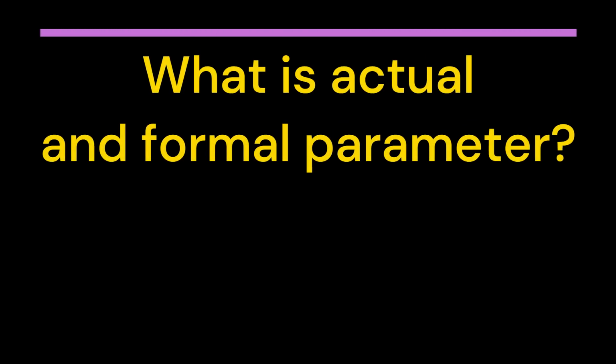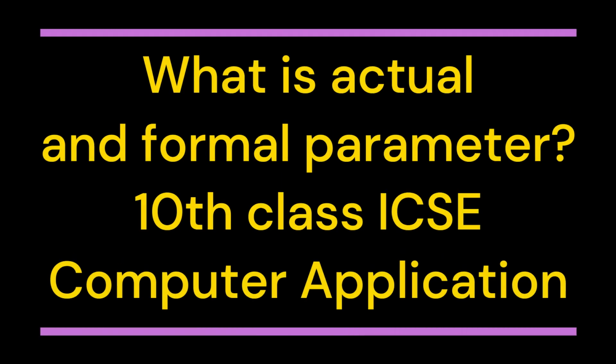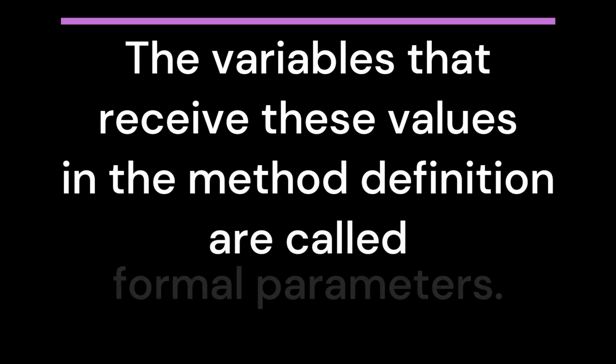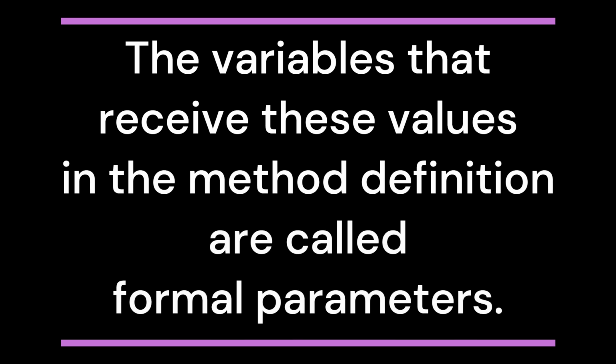What is an actual parameter and what is a formal parameter? In computer applications, when we call a method, the values that we pass to the method are called actual parameters. These actual parameters appear in the method calling statement. On the other hand, the variables that receive these values in the method definition are called formal parameters.